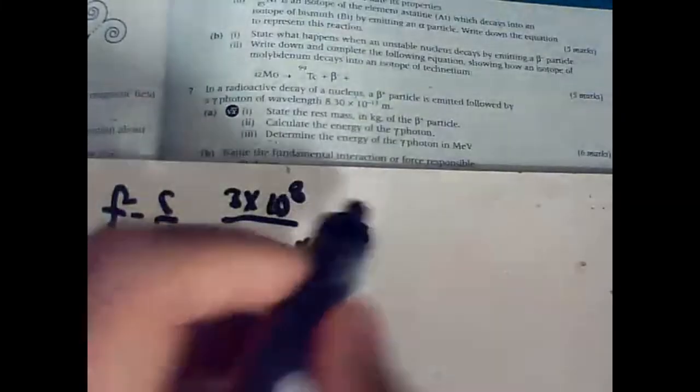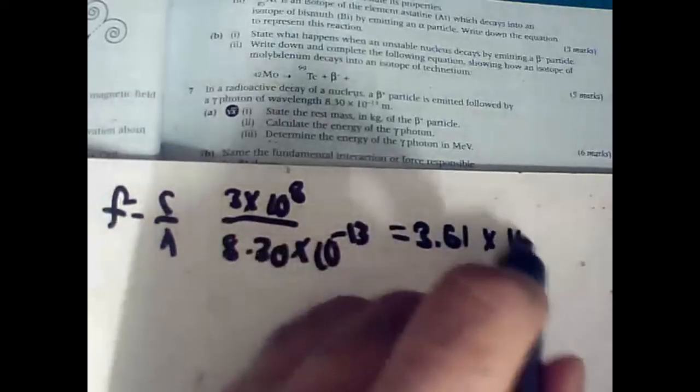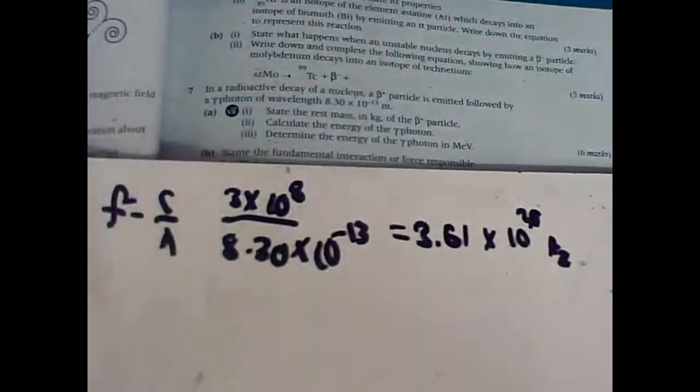If I rearrange that, we get that the frequency is equal to c over lambda. We can say that is 3 times 10 to the power of 8, which is the speed of light, divided by the wavelength, which is 8.30 times 10 to the minus 13 meters. That gives us a frequency of 3.61 times 10 to the power of 20 hertz. So that's our frequency.